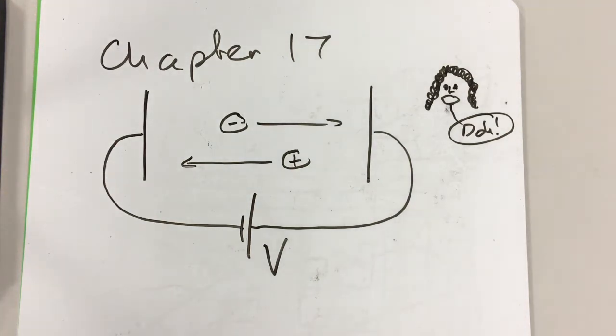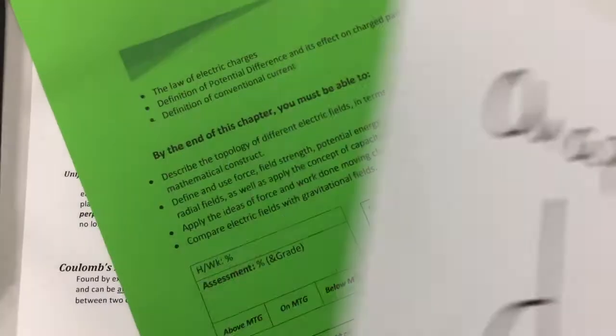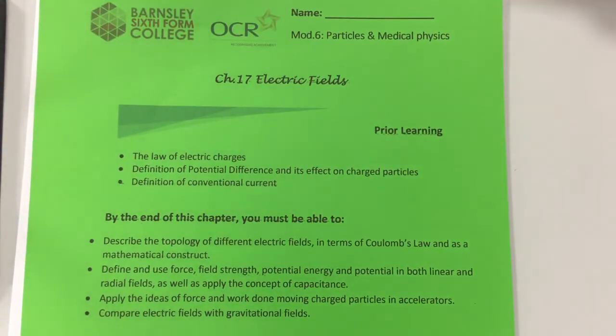Okay, welcome to Chapter 17. This is electric fields, and this is the new chapter, the first section of Module 6. It's a green cover, so you can keep going with the colour theme and we'll work off that.